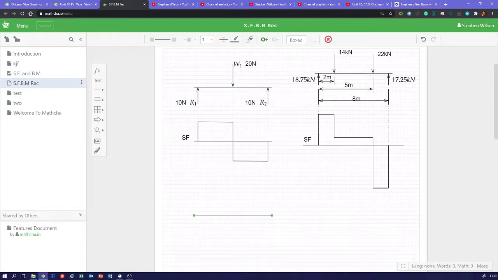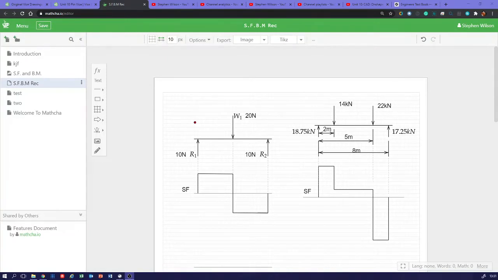Okay, so a bending moment diagram is a little bit more complicated than the shear force diagram. And what we do for the bending moment diagram is we take the moments about each force. So we'll take a moment about there, we'll take a moment about there, we'll take a moment about there, and then we plot those values on our axis and we join the dots. So let's just work our way through that.